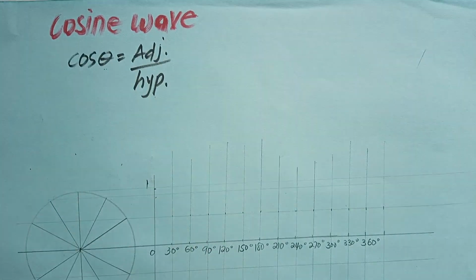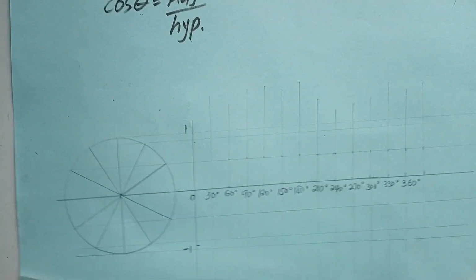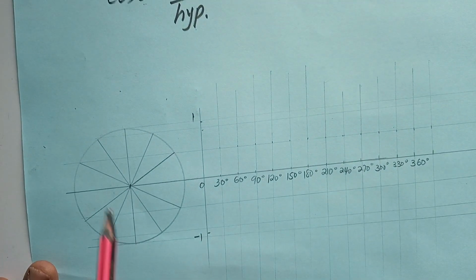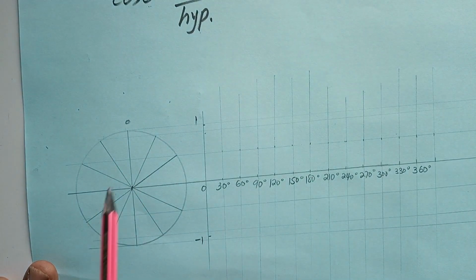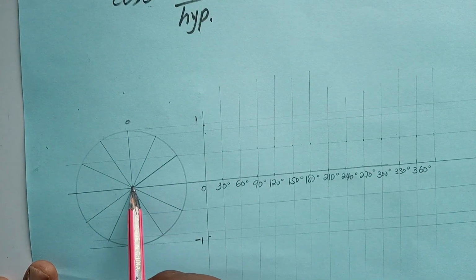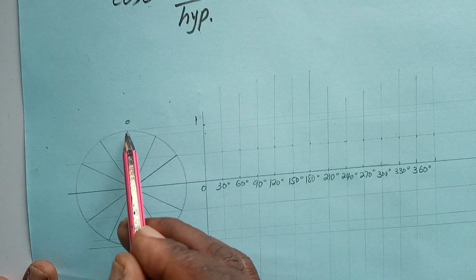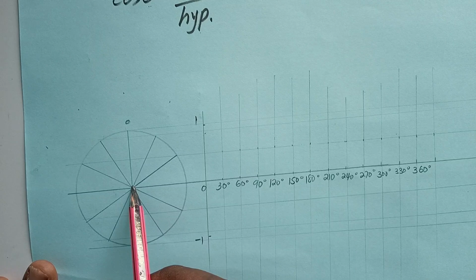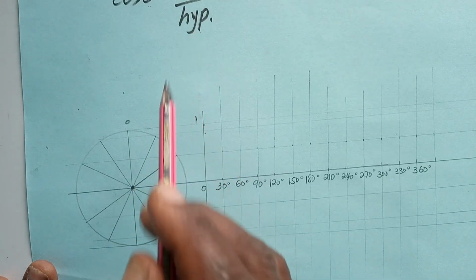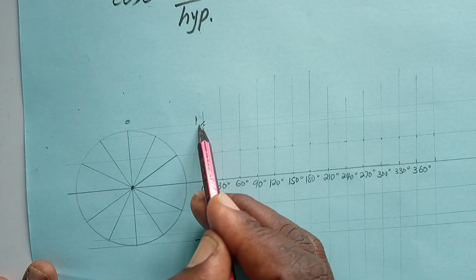And so, we begin from this point here, 0. At point 0, the adjacent divided by the hypotenuse lie on the same straight line. So the adjacent over hypotenuse is 1. We mark our point there.